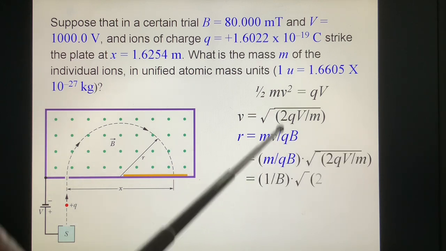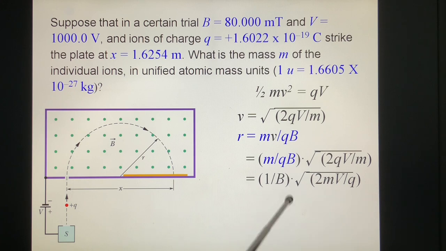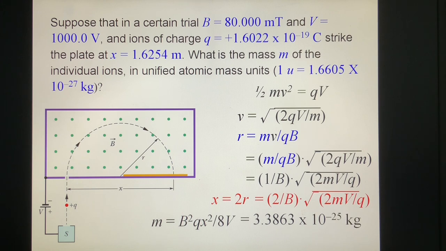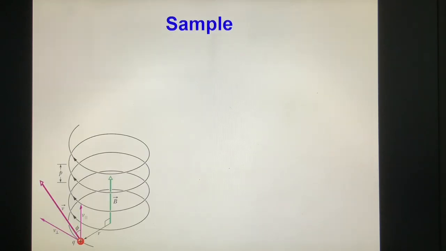We put this v inside, and we get r equal to half x. From this, putting 2r inside, we can find m. In our case, this m is 3.363 times 10 to the minus 25 kilogram. In terms of unified atomic mass units, it's equal to 204 units. And we know what measurement it is.